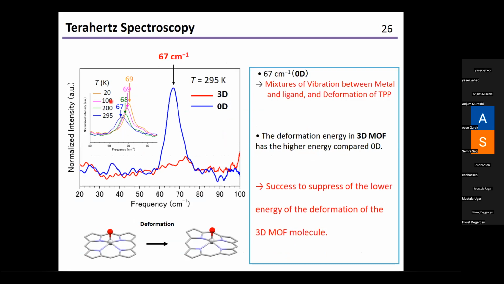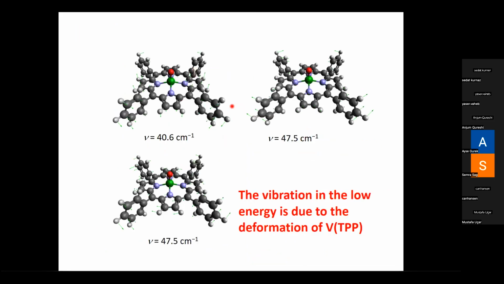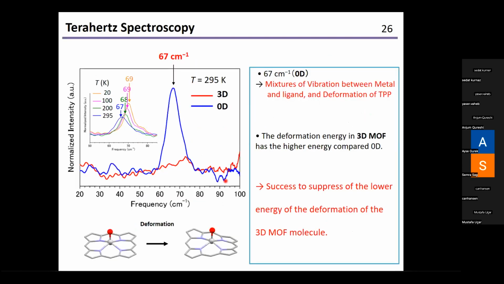So then we compare the terahertz spectra. As I told you, we discovered the correlation between optical properties and magnetic properties. The zero-dimensional compound shows a strong peak around 67 millimeters. This is the deformation of the molecule and also stretching, and like this theoretical calculation, deformation of the molecule. But the 3-dimensional MOF has no peak, because we suppress the low-energy deformation. The 3D MOF has a very strong lattice, so there is no peak in the terahertz region.